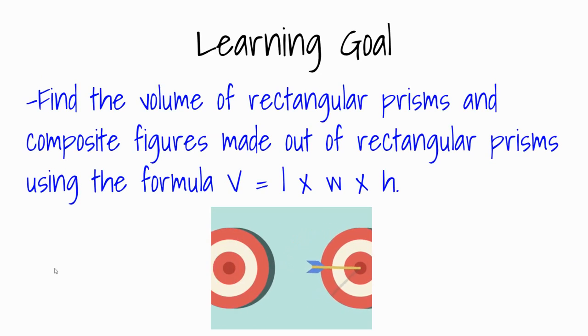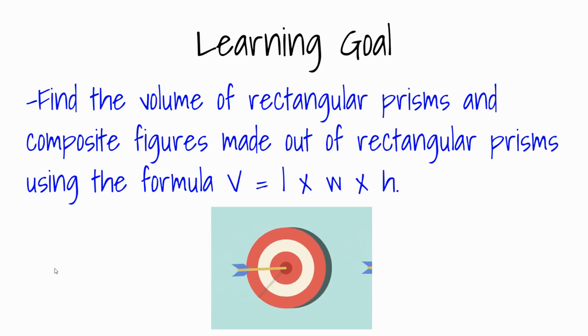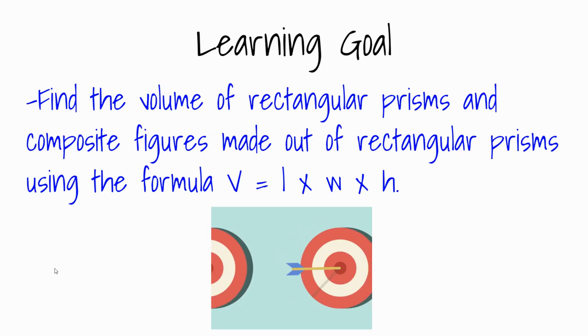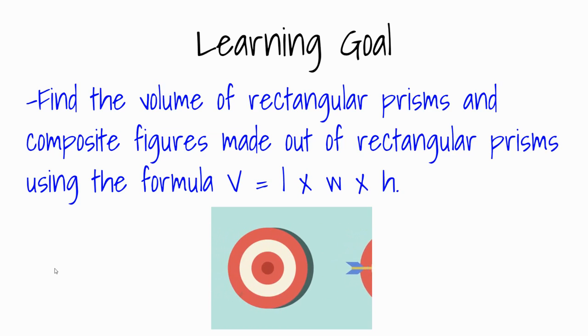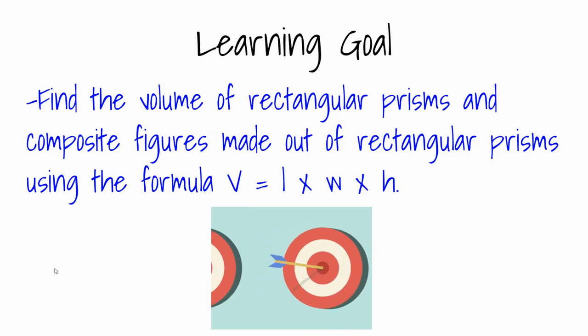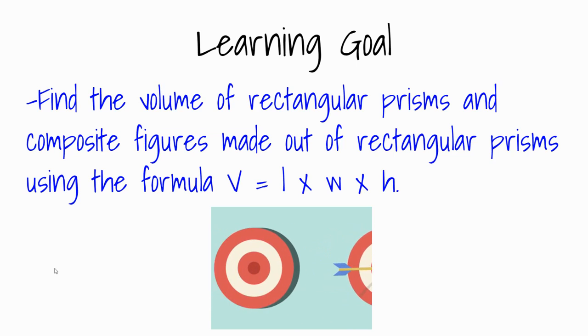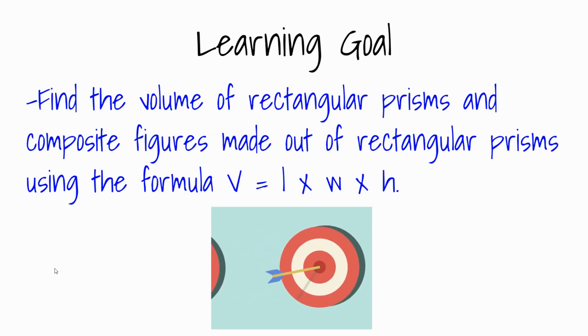Our learning goal. We're going to be finding the volume of rectangular prisms and also the volume of composite figures made out of rectangular prisms, and we're going to be using the formula that we've already learned. Volume equals length times width times height. That's our goal.